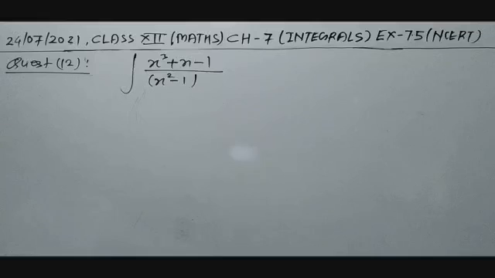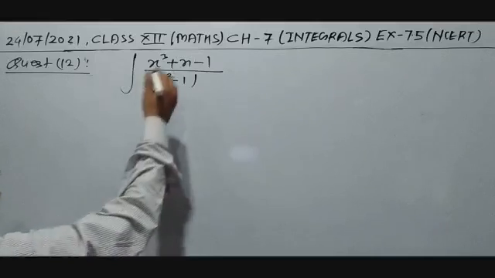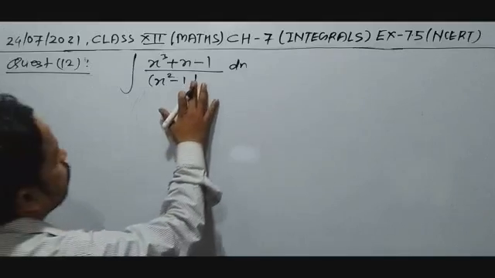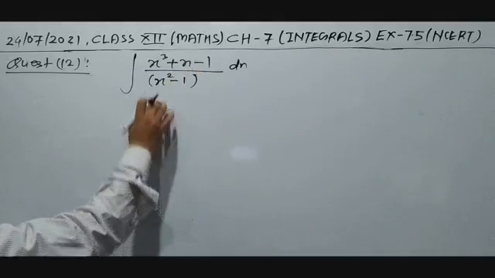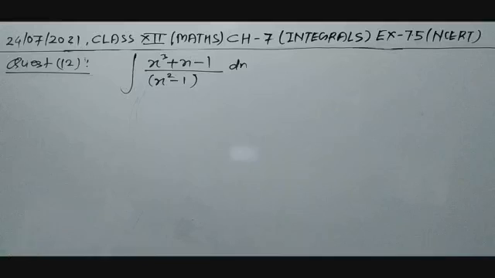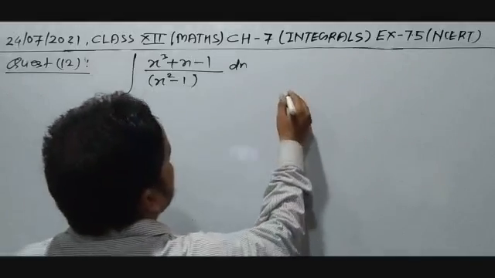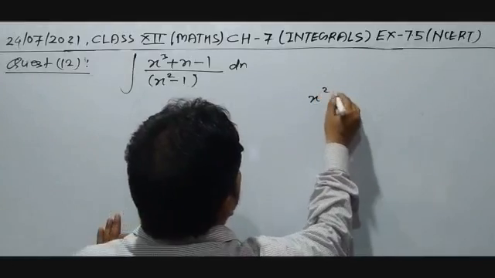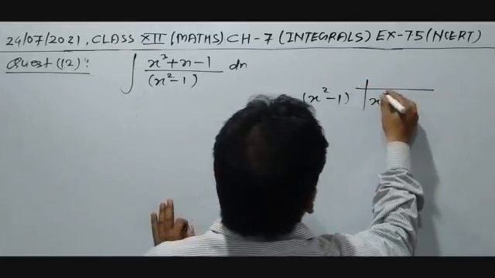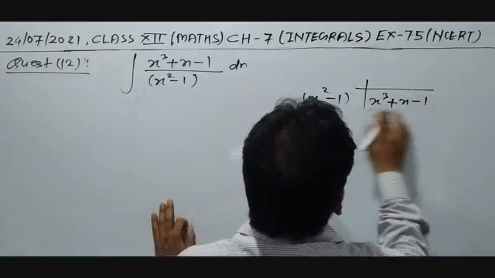Question number 12 is: integrate the function (x cube plus x minus 1) dx whole upon x square minus 1. In this question you will see the degree of the numerator is 1 more than the degree of the denominator. When the degree of the numerator is greater than the degree of the denominator, you divide. Suppose in rough work I am going to divide x square minus 1 into x cube plus x minus 1.